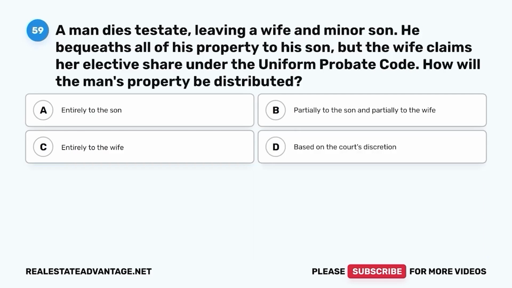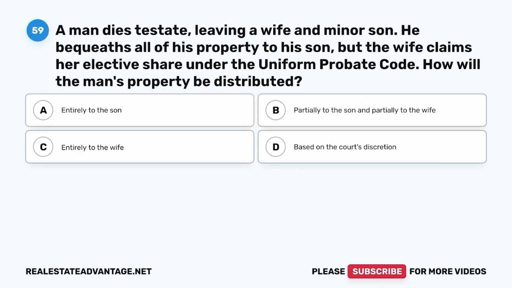Question 59. A man dies testate, leaving a wife and minor son. He bequeaths all of his property to his son, but the wife claims her elective share under the Uniform Probate Code. How will the man's property be distributed?